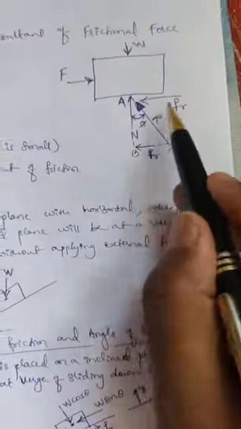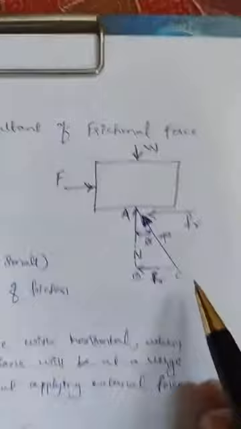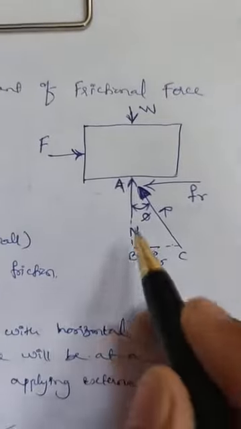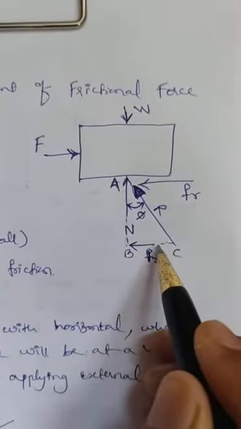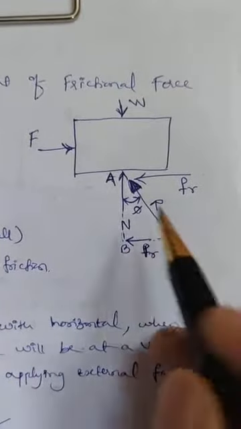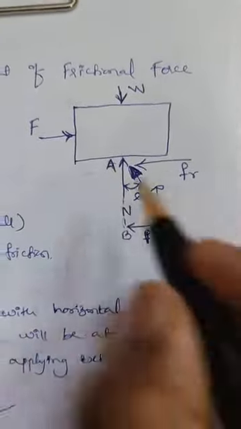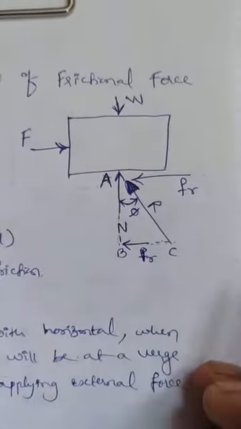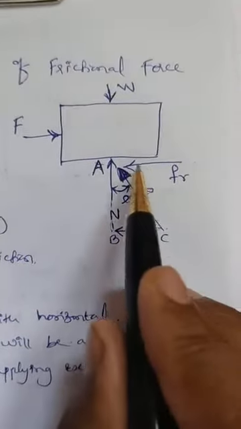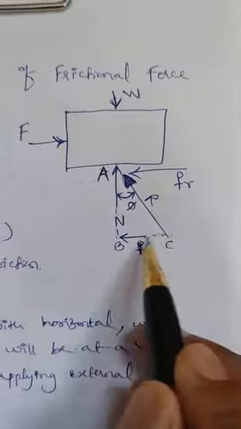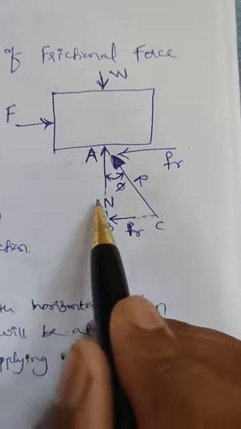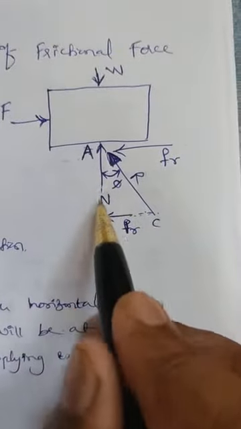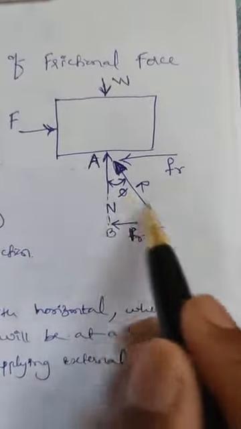So now what I have done is, to make it simple, I constructed a triangle. I have projected this line downward, then joined this line with this. So we have taken a triangle ABC. If this is FR, the base becomes FR. So I have taken this as the frictional force FR. This side is normal reaction N, this is frictional force, and this is the resultant.